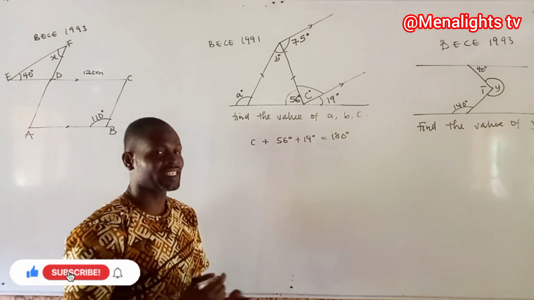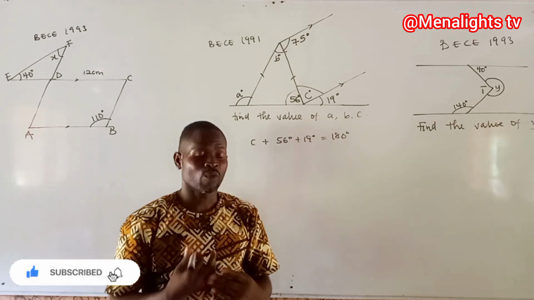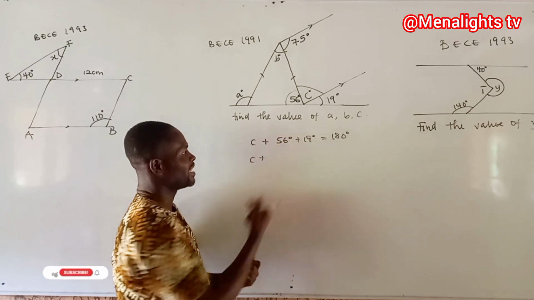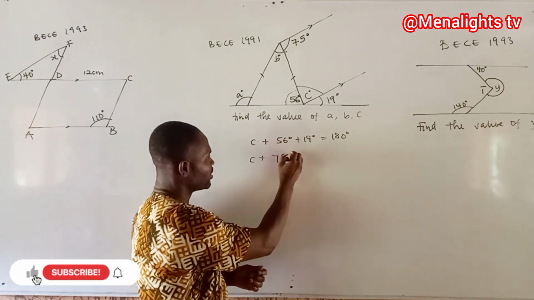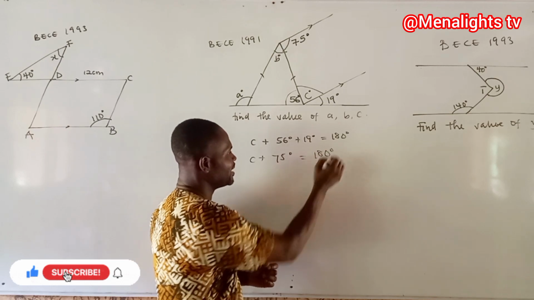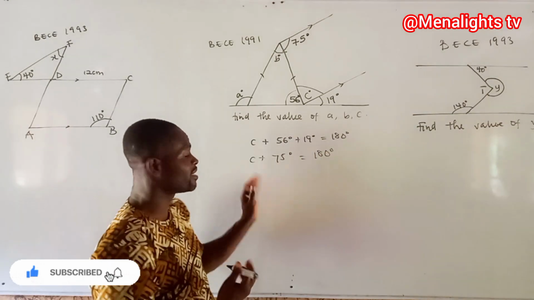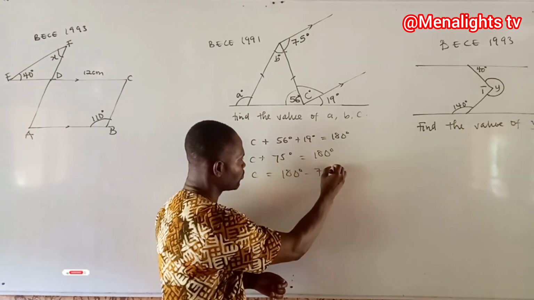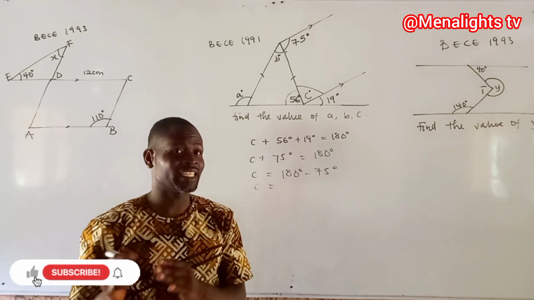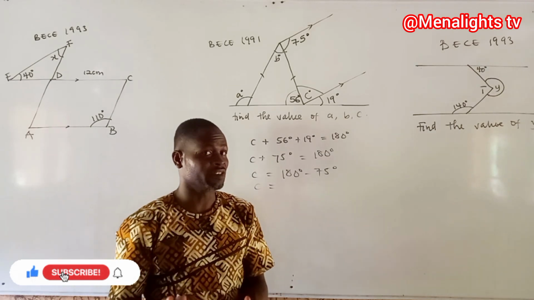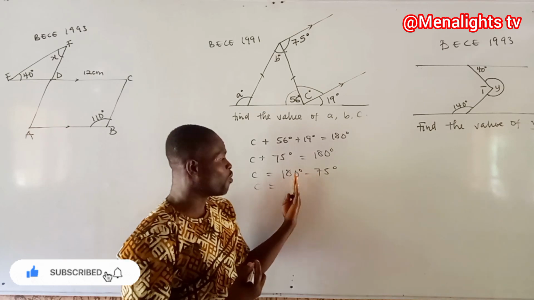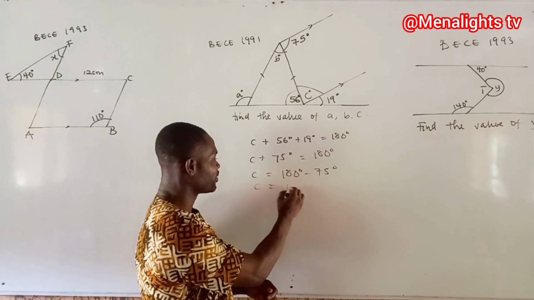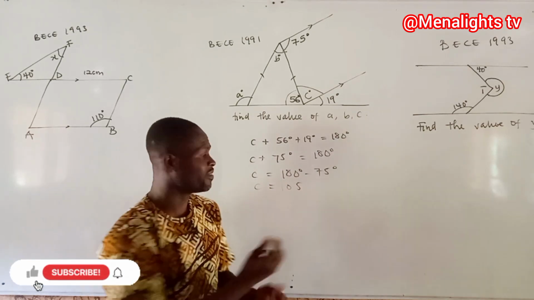So C plus 56 degrees plus 19 degrees is equal to 180 degrees. So C plus 56 and 19 will give us 75 degrees, which is equal to 180 degrees. So you group like terms to make C standing alone. So C is equal to 180 degrees minus 75 degrees. So when you take 75 from 180, then you'll be left with what? 105 degrees. So that means the value of C is equal to 105 degrees.